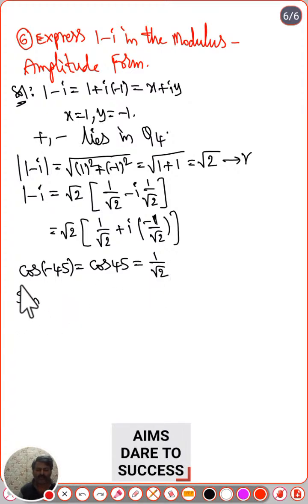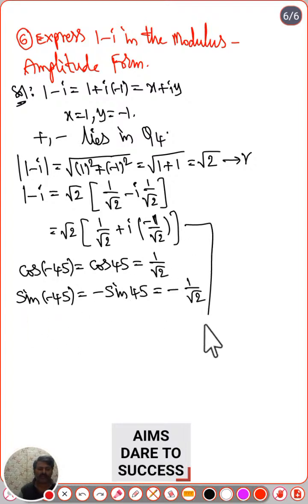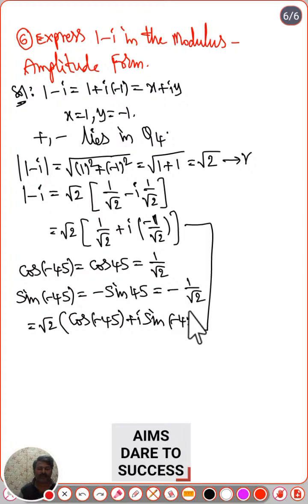Like that, sine of minus 45: sine of minus theta is minus sine theta, so sine of minus 45 is minus sine 45. So minus sine 45 value is 1 by root 2. Yes, both are matching. So according to this value, I am continuing: root 2 into the first value 1 by root 2 is cos of minus 45, plus i into sine of minus 45.